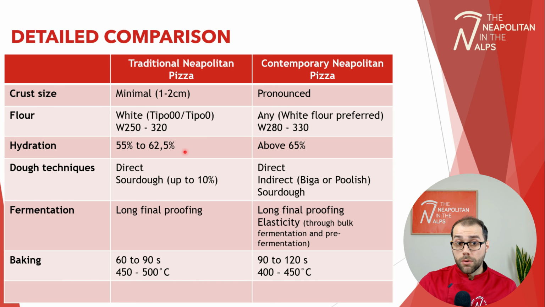We saw earlier that the hydration between traditional and contemporary pizza is different, linked to the gluten elasticity difference. So we have a lower hydration for traditional Neapolitan pizza. That means that the pizza is going to cook less time. So baking time is shorter, 60 to 90 seconds, at a higher temperature of 450 to 500 degrees.